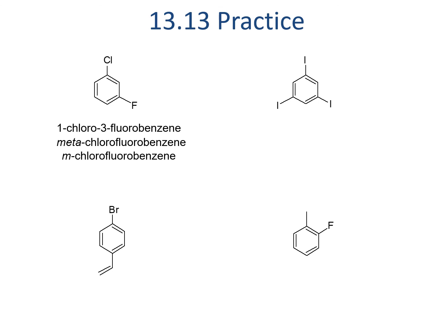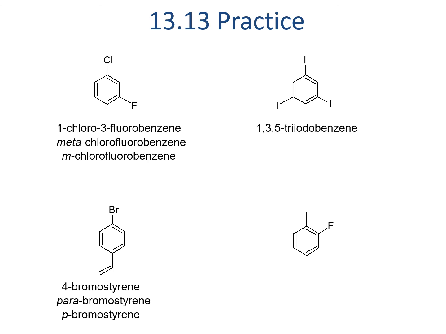In the bottom left, we have a 4-bromostyrene, which could also be a parabromostyrene. In the top right, we have a 1,3,5-triiodobenzene. Because it has 3 substituents, we can't give it relative positioning. Finally, we have 2-fluorotoluene, or orthofluorotoluene.